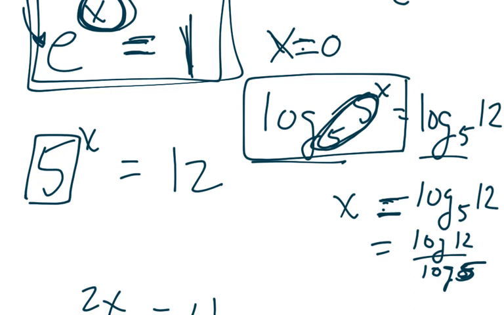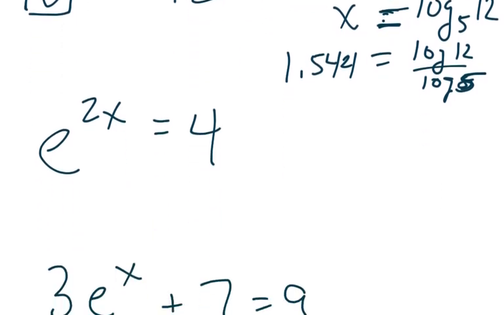I'll do it real quick. Log 12 divided by log 5. You should get 1.544 when you round off. So taking the logarithm of both sides is one way to solve these.